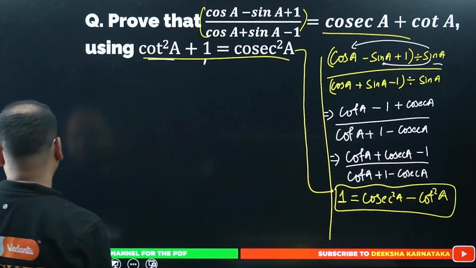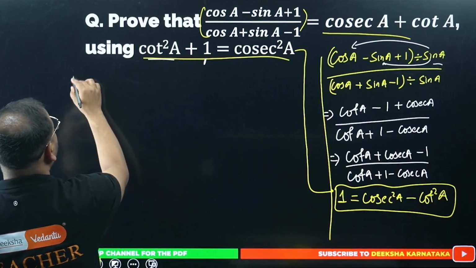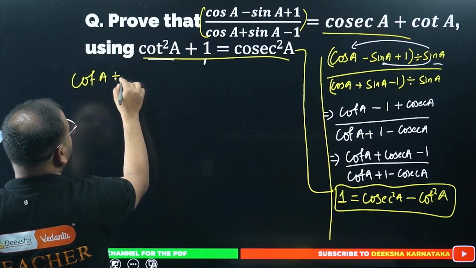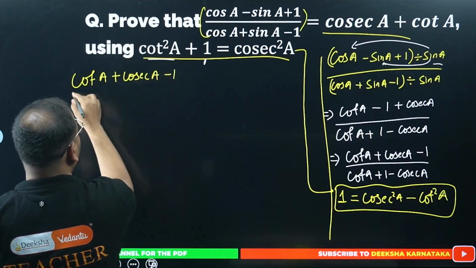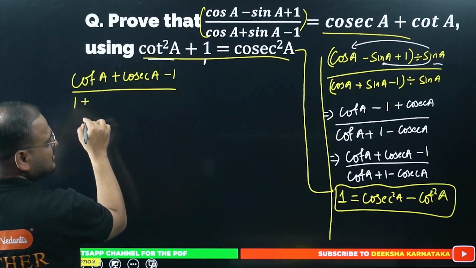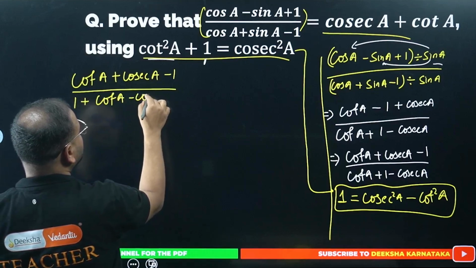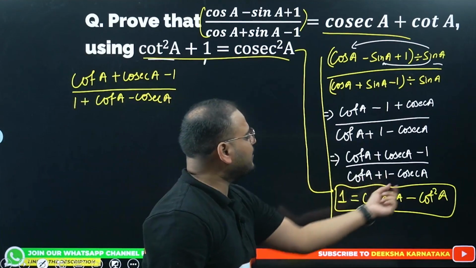Let's check it out. So how will I use it, sir? I'll write this statement first: (cot A + cosec A − 1) divided by (1 + cot A − cosec A). I just rearranged it, nothing else. 1 plus cot A minus cosec A.